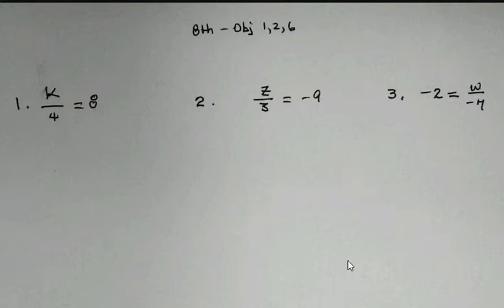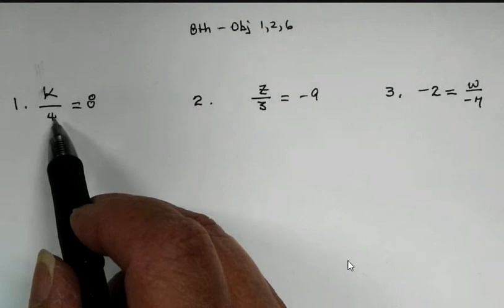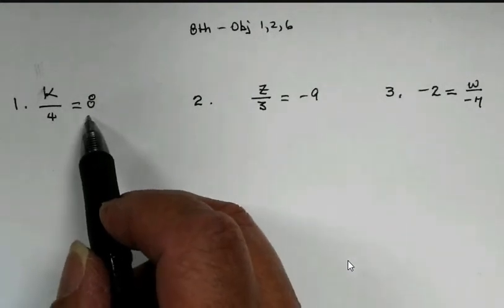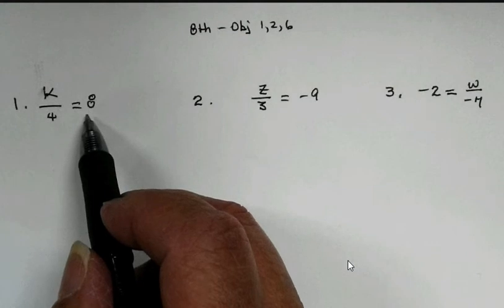In each box, write an example of an equation that can be solved by using and giving the property and solving it. So the properties of equality are addition and subtraction, multiplication and division. So look at question number 1. Example 1, we have k divided by 4 is equal to 8. Can you tell me what the variable is in this equation?